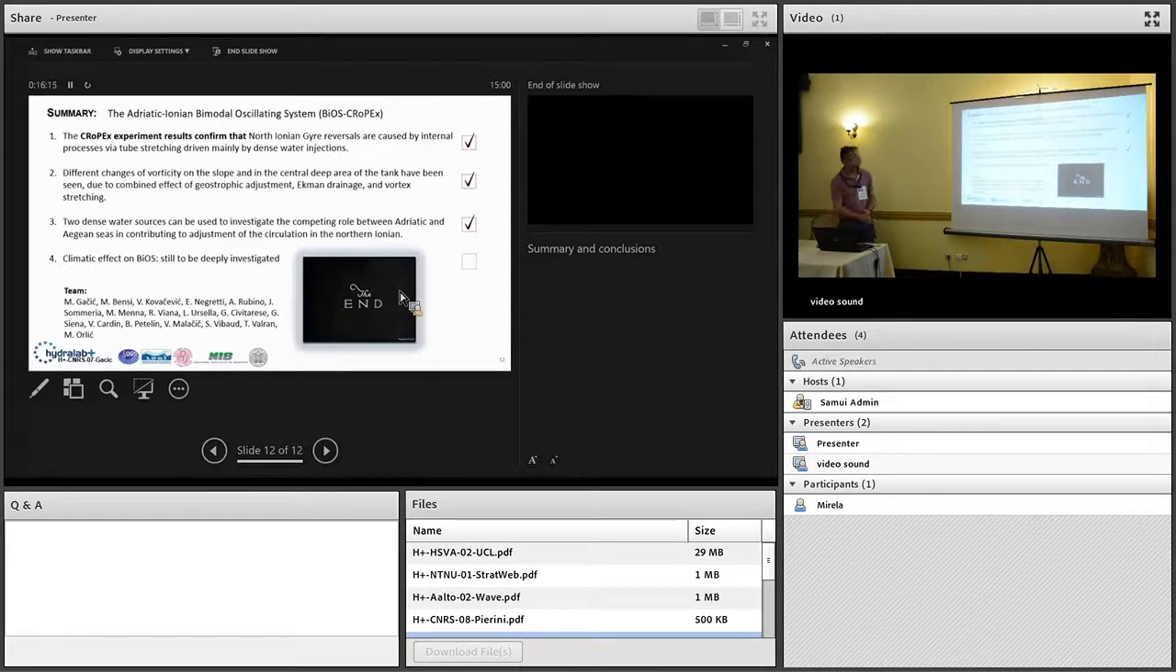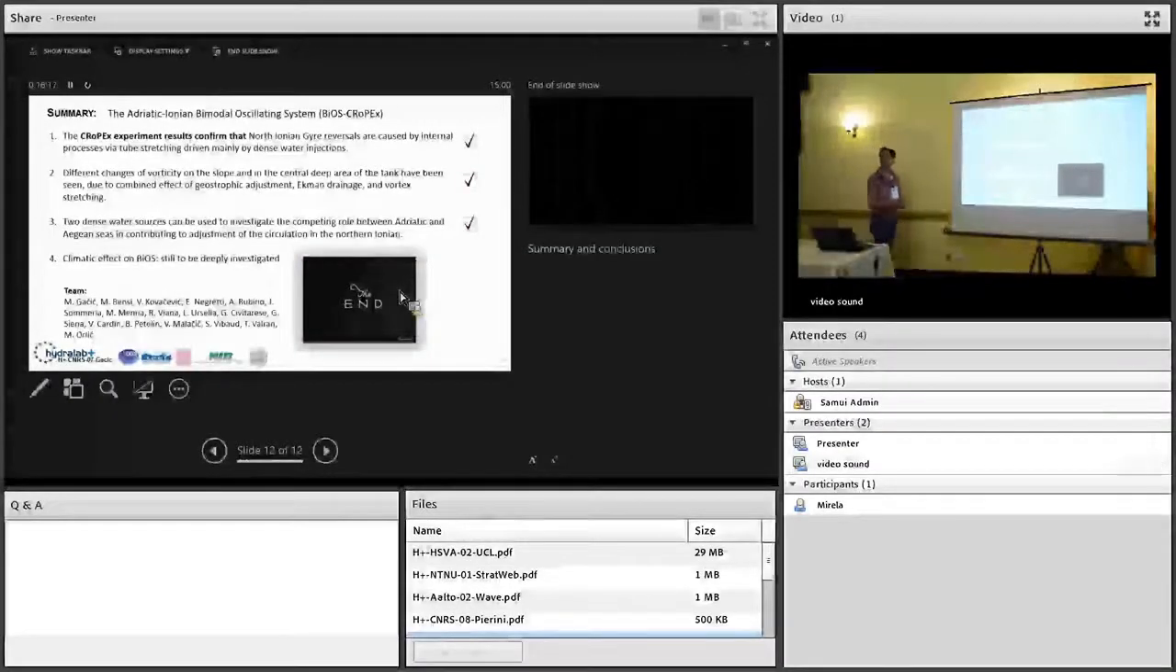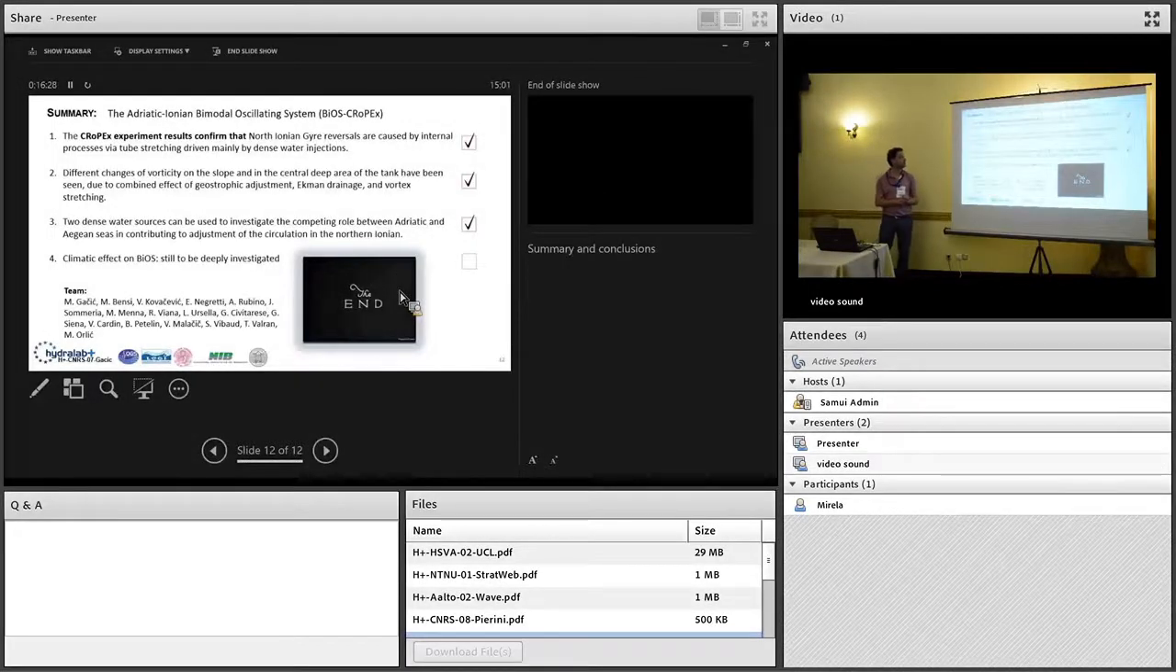So in conclusion, during this ninth experiment, we observed that the North Ionian gyre reversals are caused mainly by internal processes via tube stretching, driven mainly by dense water injections, and the different changes of vorticity on the slope and in the central deep area were observed due to the combined effect of geostrophic adjustment, Ekman drainage, and vortex stretching.